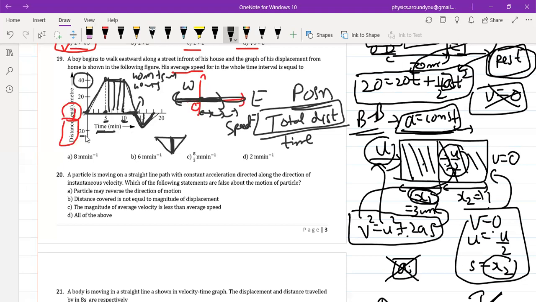Equal to that height is again 20. So he traveled 20 and 20. Okay. So total distance traveled would be 40 plus 40 plus 20 plus 20, around 120. And then you divide by the total time. This should have been the approach.